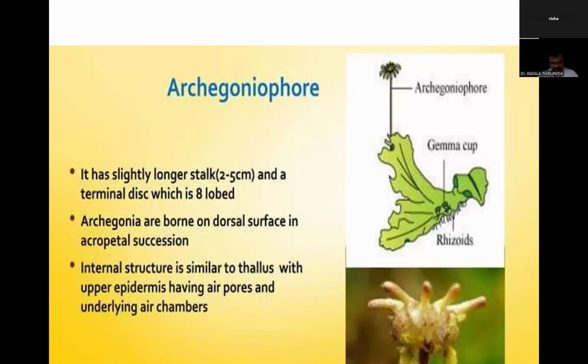Internal structure of this archegoniophore is also similar to the normal thallus, with the upper epidermis, air pores, and air chambers, the photosynthetic region, all that is present. Here in the lower diagram, you are seeing the archegoniophore lobes.